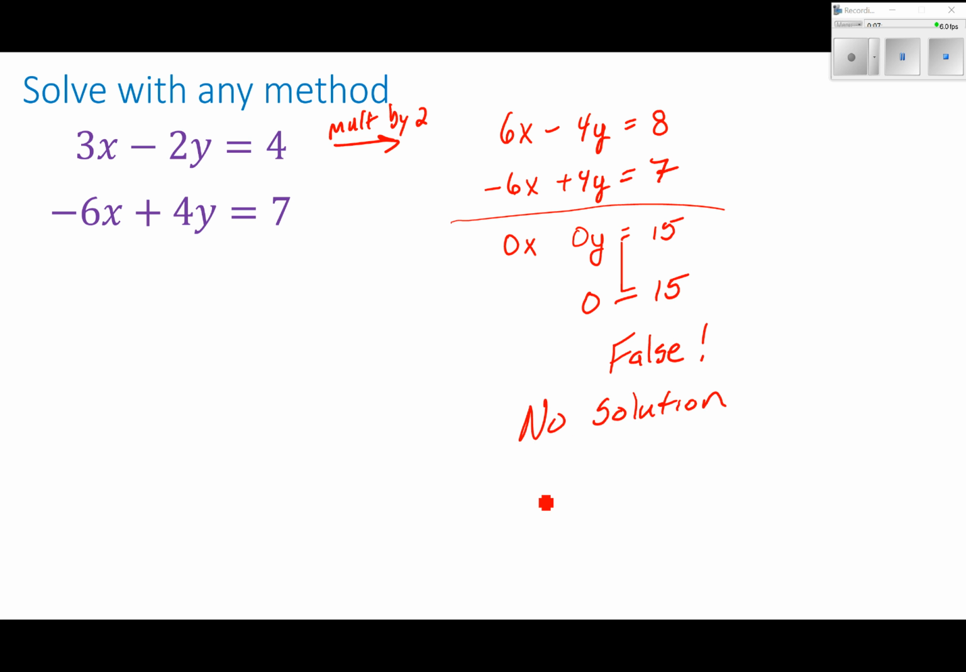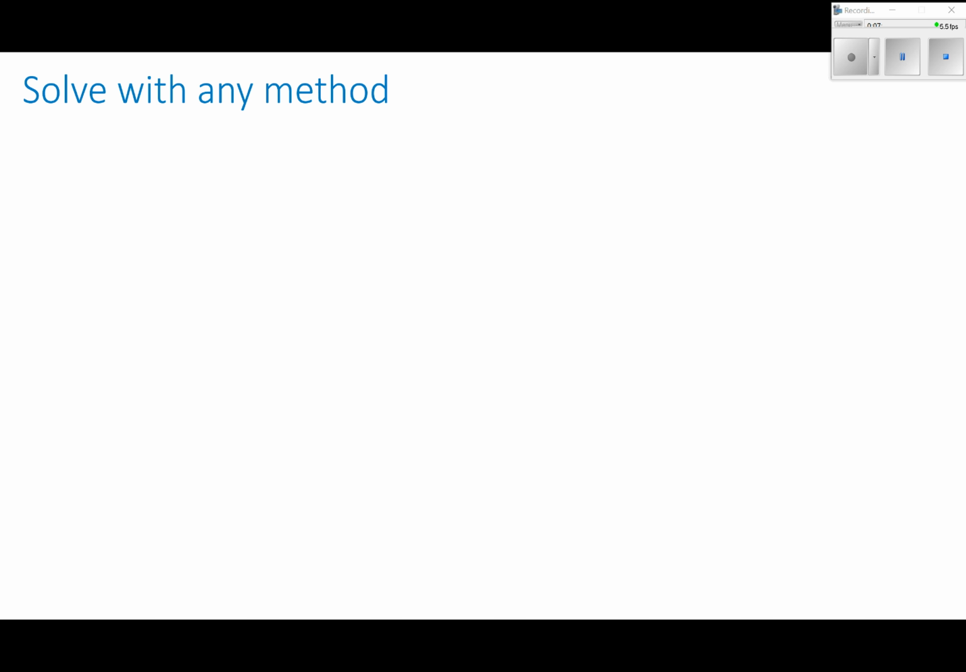This is what's called an inconsistent system. All right, so this one, there would be no intersection. Okay, this is no solution. It's an inconsistent system. You can look at another one.